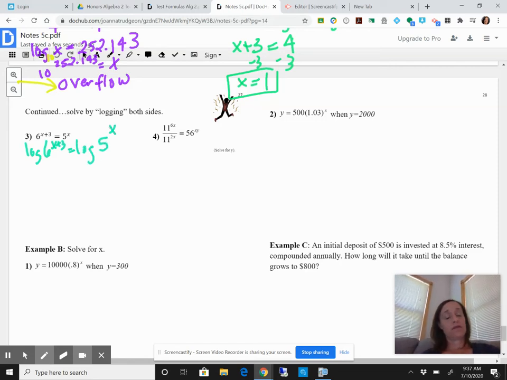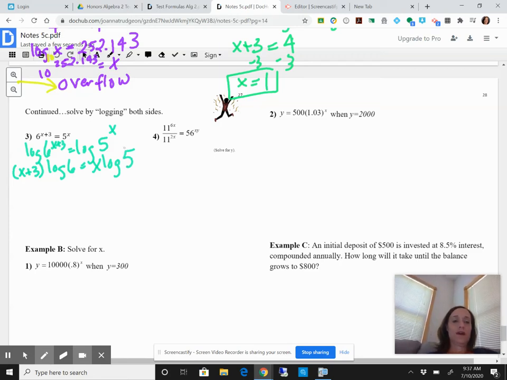Then I use the power property, which you always kind of do that. And so I'm going to have x plus 3 again. I'll put it in parentheses. Log 6 equals x log 5. Dog is snoring. Okay.